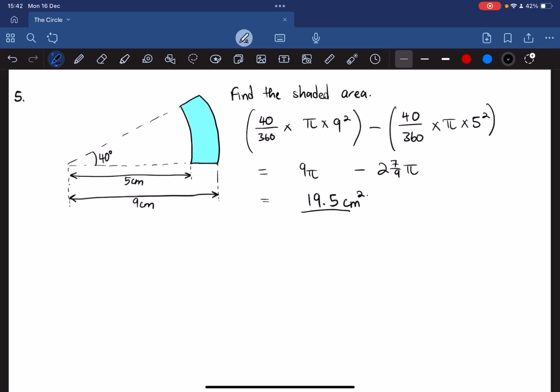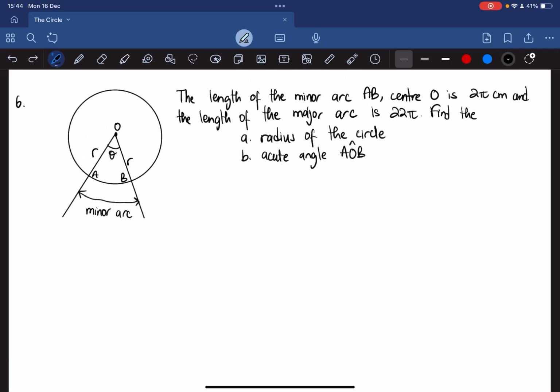Moving on to the last example, which is example number 6. We are given a diagram below, and the question says the length of the minor arc AB, center O, is 2 pi centimeters. That means this is 2 pi centimeters. And the length of the major arc is 22 pi. So we have 22 pi. Find the radius of the circle and find the acute angle AOB.